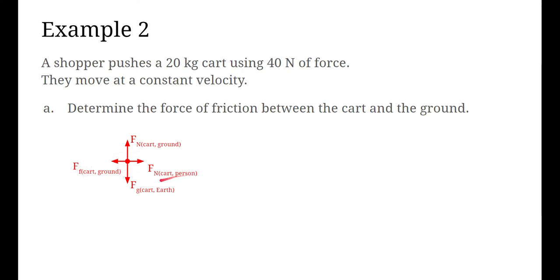And so we know that the person is pushing with a force of 40 newtons. And we also know that this cart is moving at a constant velocity. So because it's moving at a constant velocity, we can say that the friction force and the normal force from the person are going to be equal to one another because the net force in the x direction is 0. What this means is that if we look at the x forces, there's not going to be any unbalance between them. They're going to be balanced.